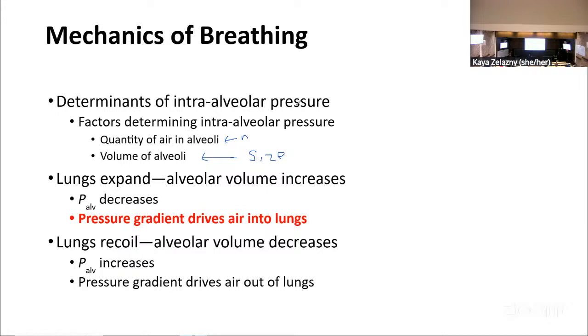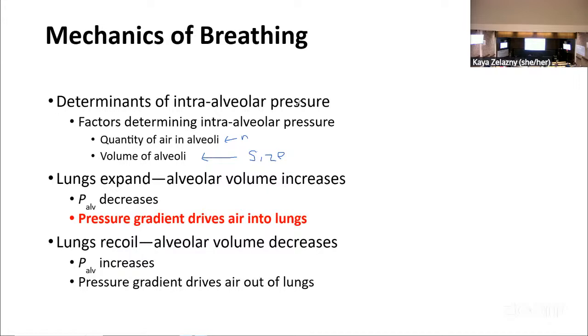Okay. So PALV, our pressure in the alveoli, our alveolar pressure, drops down when we make our alveolus big because we made our lung big. So this is how we pull air into the lung, right? We drop that pressure in the alveolus down, make it negative, below our atmospheric pressure, and it starts to pull air in. At a certain point, we pull enough air in that we get back to equal pressures.